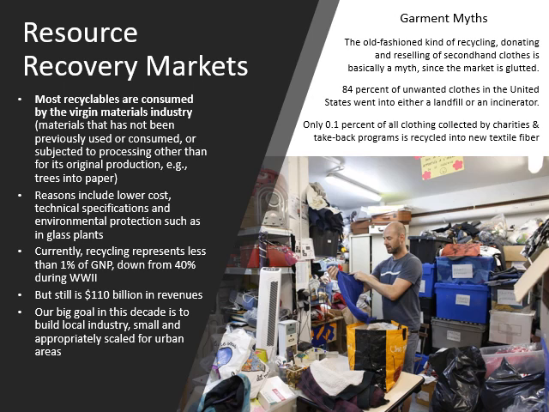Virgin materials are materials that have not been previously used or consumed or subjected to processing other than for their original production, e.g. trees and the paper. That's what the virgin materials industry can be defined as. Secondary materials is where stuff has been previously used or consumed and subject to processing. Now, the reason the virgin materials industry uses some recyclables is that there's lower cost, in many ways. Not necessarily for plastics, but for metals and glass and things like that. There's lower cost. There's also technical specification and environmental protection.